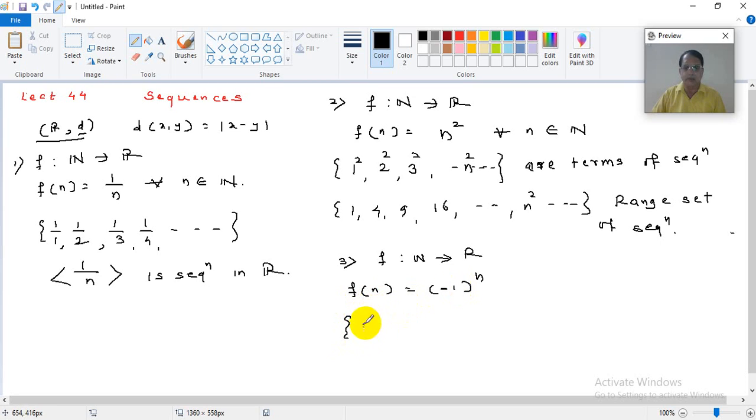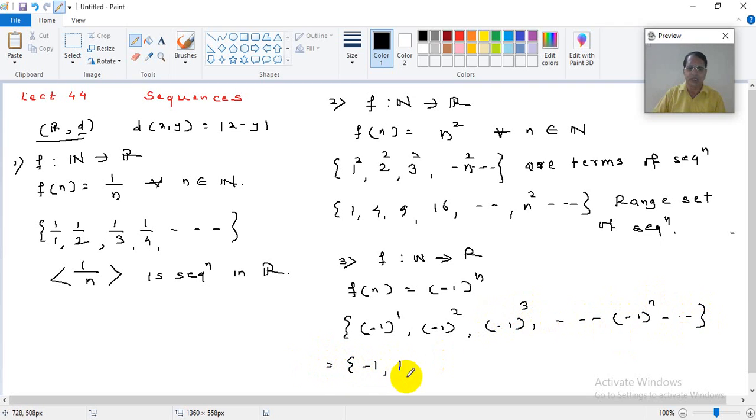The first term will be minus 1 raised to 1. The second term will be minus 1 squared. The third term will be minus 1 cube, and so on. Minus 1 raised to n will be the general term. So it is minus 1 here, plus 1 here, minus 1 again, since minus 1 cube is minus 1. Then the next term will be minus 1 raised to 4, which is plus 1, and so on. The general term will be minus 1 raised to n.